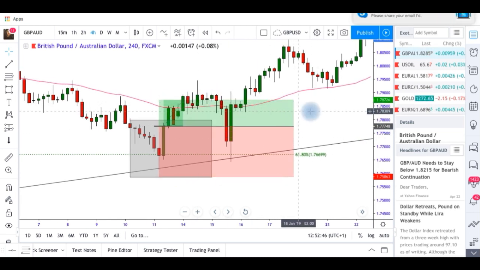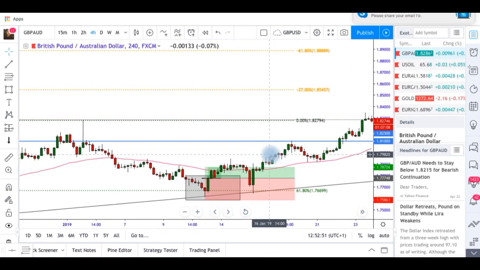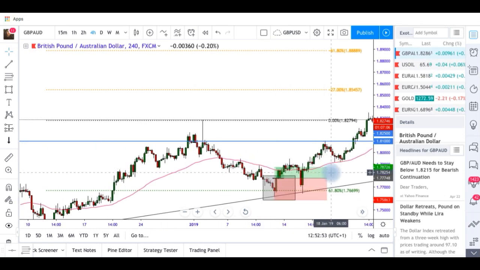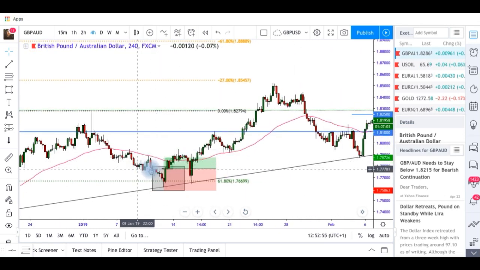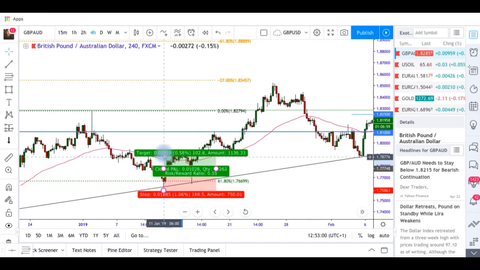But let's check this out together and see what we could have done with regards to targets and see if this would have been a good, healthy trade. So, like I said, we target the 0% and then we target the minus 27. So, we did reach this.